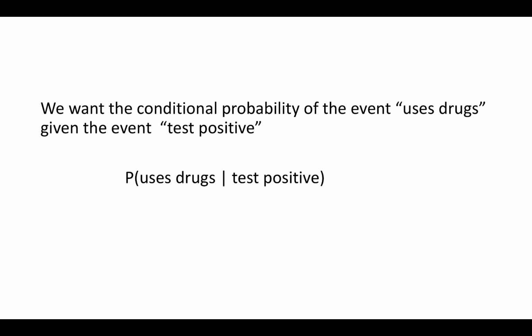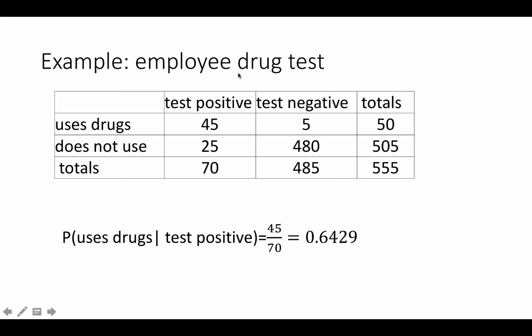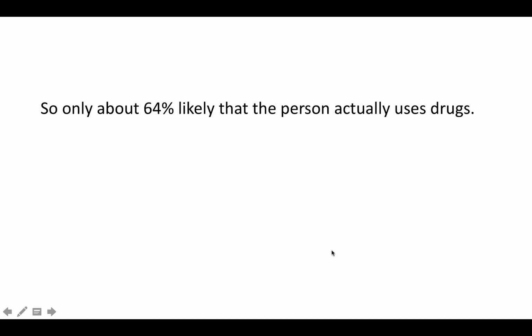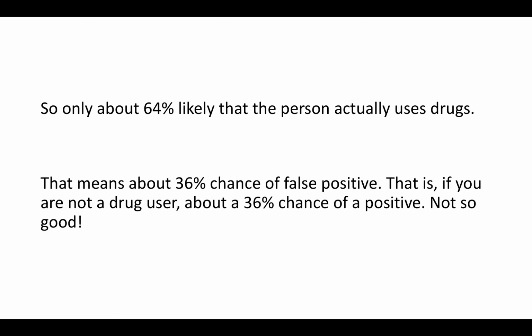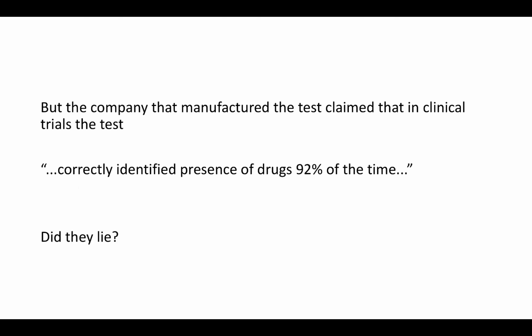So we want the probability uses drugs given that the test is positive. So given that the test is positive, we're in this situation here. There are 70 total positives and 45 are users. So 45 out of 70. So about 64%. So given that the test is positive, about 64% chance the person actually uses. Well, that means about 36% false positive. That's not so good, especially if it's you who just failed the drug test.